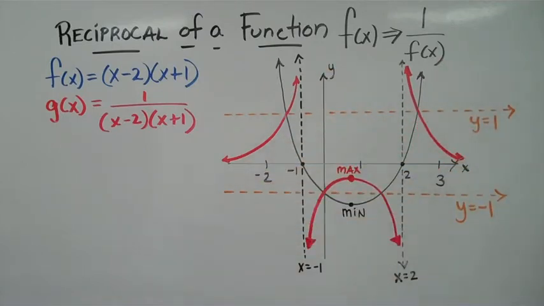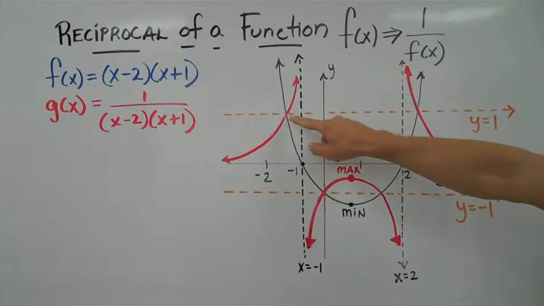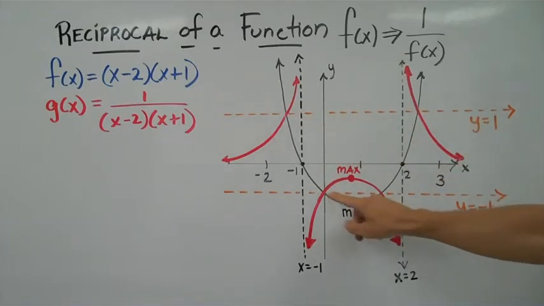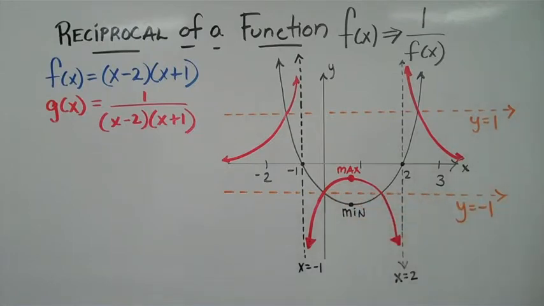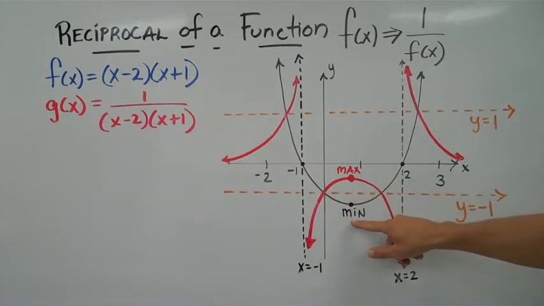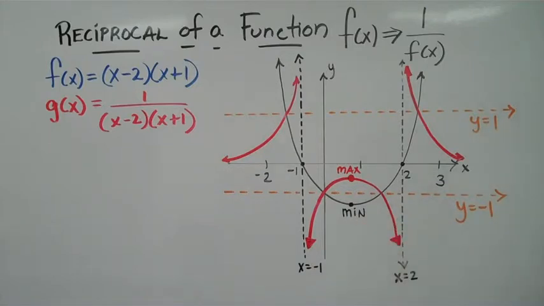So let's look at some of the features that we learned in our 7 rules. Number 1, these two graphs meet on the lines y equals 1 and y equals negative 1. Here they are intersecting there and there along the line y equals 1, and there along the line y equals negative 1. The maximum point of our reciprocal function corresponds to the minimum point of our original function.